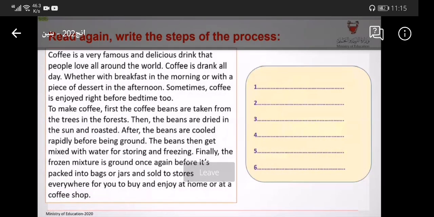You are going to have to read the text again and write the steps of the process. Focus on the passive form as we mentioned earlier, and you're going to have 5 minutes to finish this task as well.